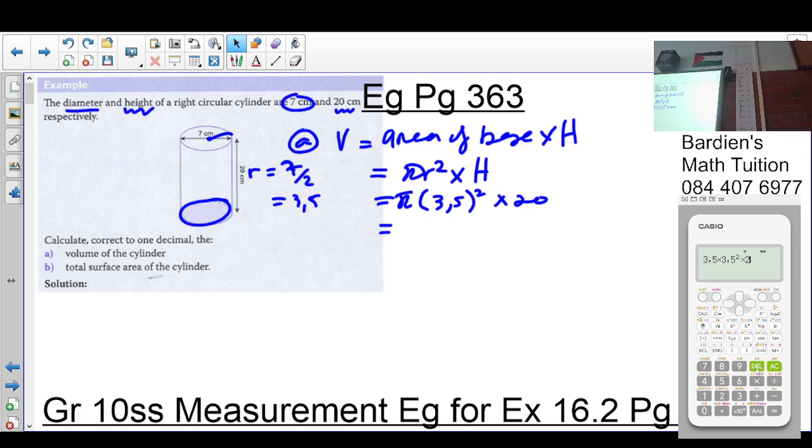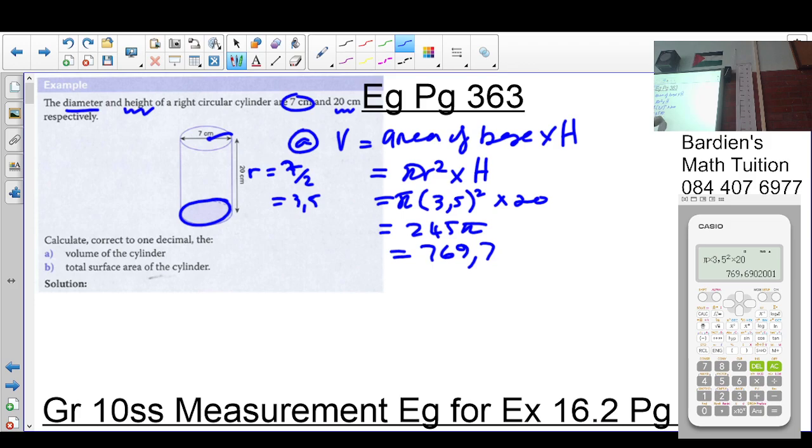Why is that 3.5 twice? Then let's say pi. Pi times 3.5 squared times 20. You get an answer of 245 pi. And of course, I want one decimal place. This is 769.7 centimeters cubed. As you can see, centimeters cubed. Okay. Is there any confusion? Am I moving too fast? No? Okay. I'll try and move a bit faster.